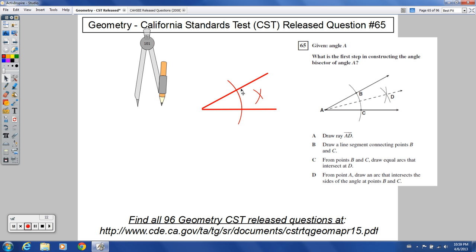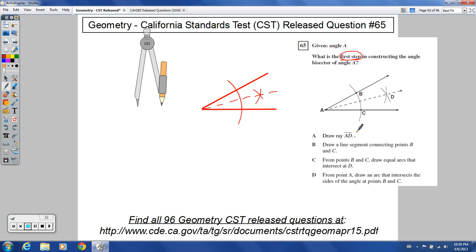So that assures me that when I draw in the dashed line right here, the hidden line, that would be the angle bisector, because the radius from this point to this point was the same as the radius from this point to this point out here. And so drawing that in, that's the angle bisector. But step 1, the first step, was not drawing ray AD, that was the last step. The first step was drawing this arc right here.